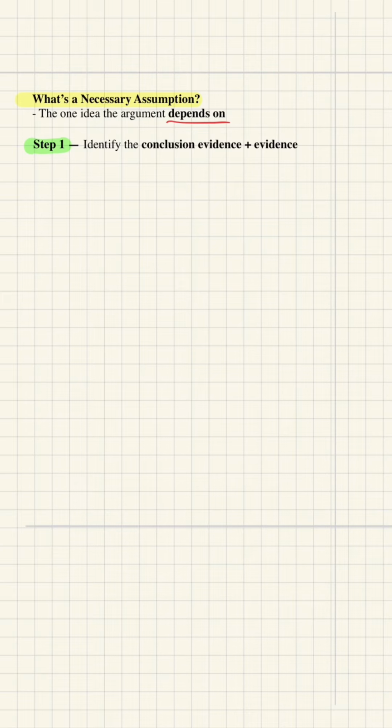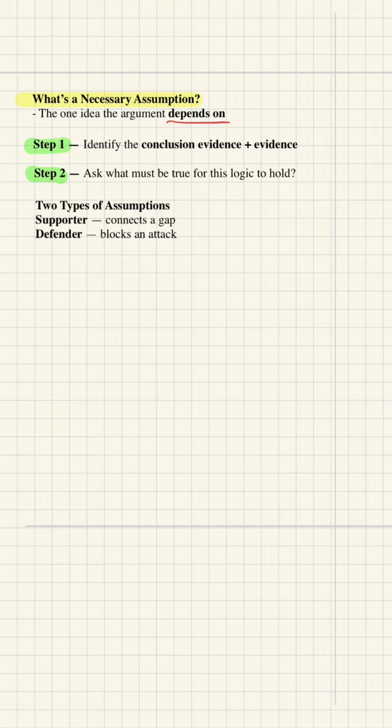First, find the conclusion and evidence. Second, ask what must be true for the logic to hold. It might be a supporter assumption, which connects a gap between the evidence and the conclusion, or a defender assumption, which blocks a possible attack or alternative explanation.